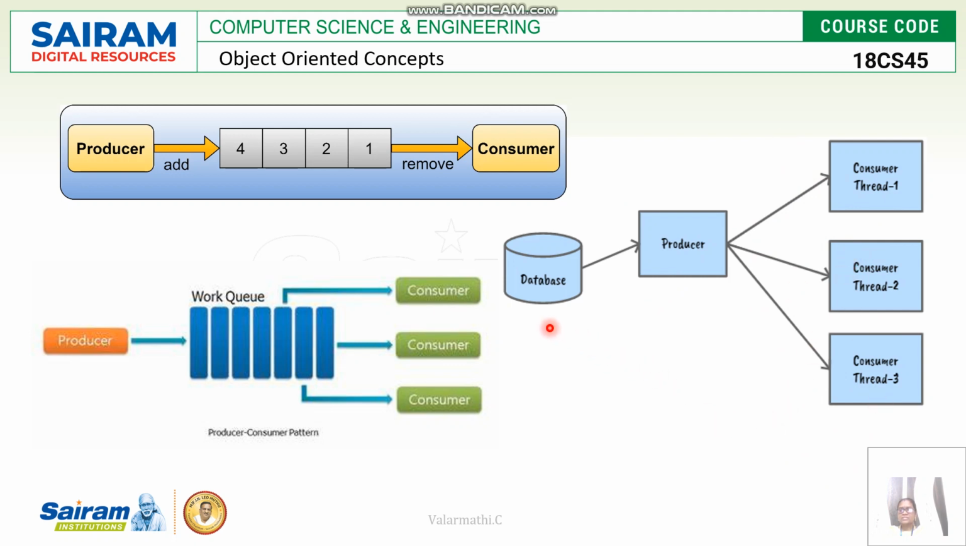The database is a backend database maintained by the producer. According to the database information, the producer gives a particular amount of items to the n number of consumers. In this example, there are 3 consumers available. These 3 consumers keep track of all the items in separate threads, thread 1, thread 2, and thread 3. Likewise it is done.